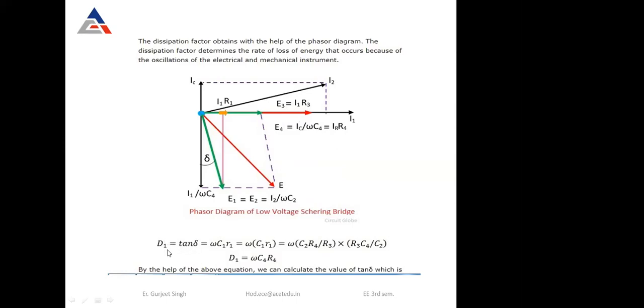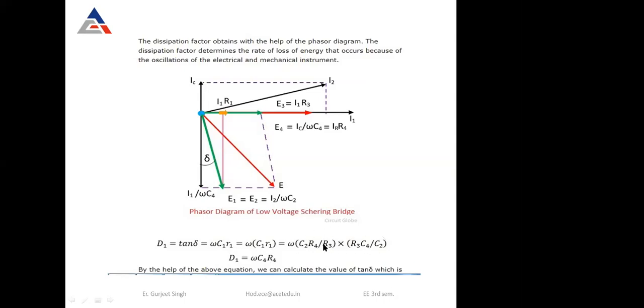So we will find the dissipation factor D1, that is tan delta. This is the delta angle basically. That is called the dissipation factor, which is omega C1 R1. We will take the C1 R1 values, that is C2 R4 upon R3.